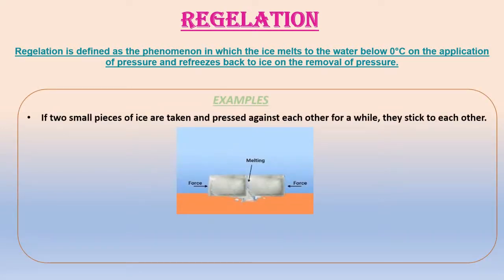So what are the examples? If two small pieces of ice are taken and pressed against each other for a while, they stick to each other. In the picture we can see two slabs of ice, slab 1 and slab 2. These two slabs are taken and the pressure is applied from the side. Here we can see the force is applied from the side of these two slabs, and the same thing happens. First the ice is melted and then it is solidified again, and that is why they stick to each other.